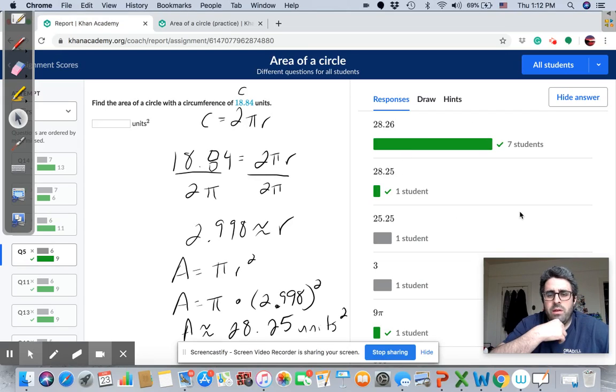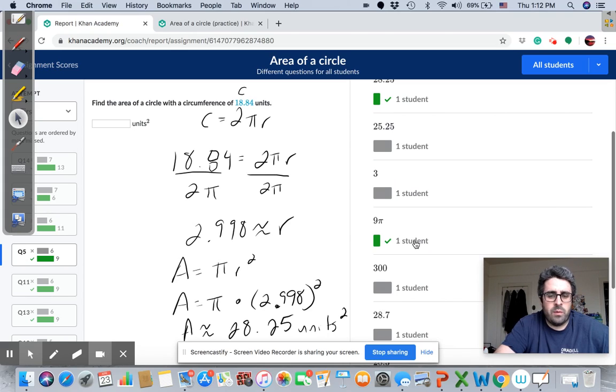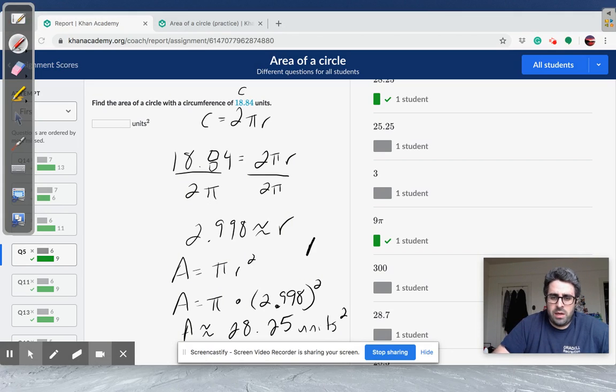Yeah, so they gave you credit for either 28.26 or 28.25. And also for 9 pi. So this person left it in terms of pi, which is also okay. So what this person said was that instead of this being 2.998, they rounded to 3. So they said A equals pi times 3 squared, which is 9 pi. So that would also be acceptable in this case.